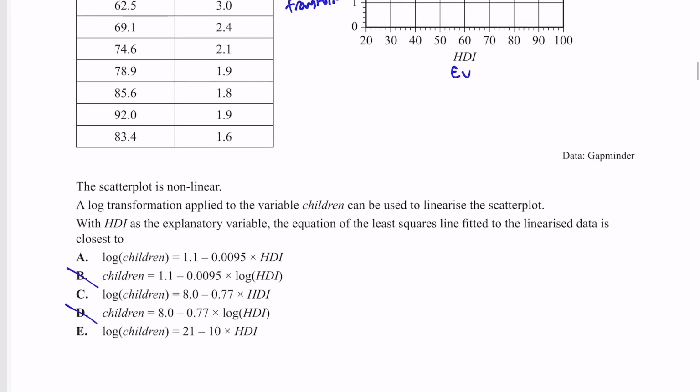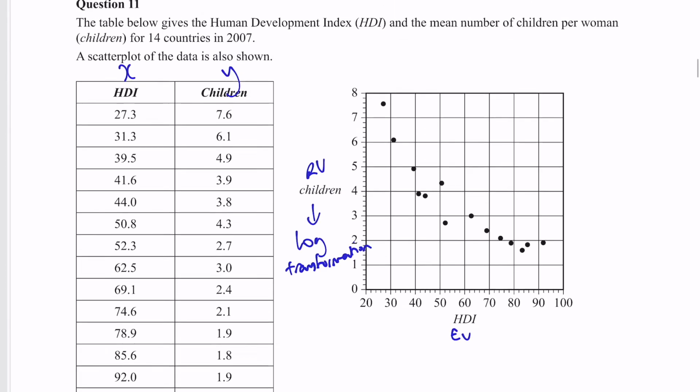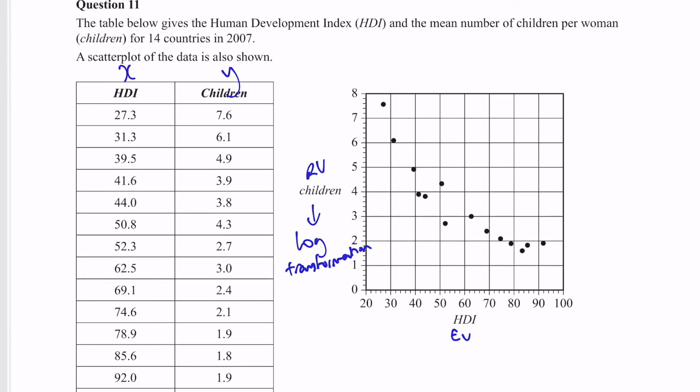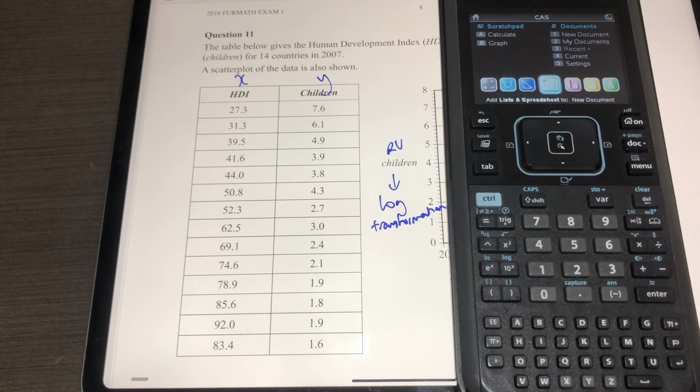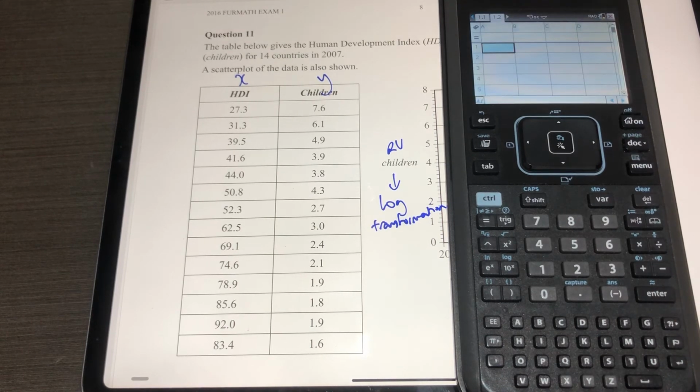Alright, now that I've got that, what I want to do is go to my calculator and apply this transformation. So I'm going to show you guys how to do it now. Okay, so firstly, to sketch a graph like this, what we want to go to is this green button, list and spreadsheets. Click on that.